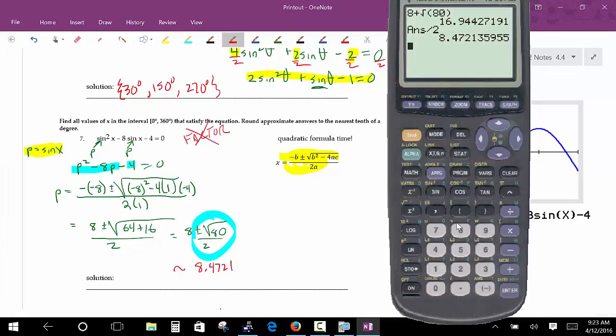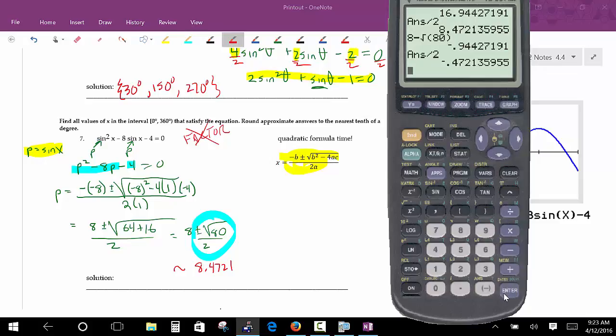Now I'm going to do 8 minus the square root of 80. Get the answer before you divide by 2, and then we're going to record that. So that is approximately negative 0.4721. Okay? So you have to do that, otherwise you aren't going to have any success doing this one on the calculator. Right, does that make sense so far?